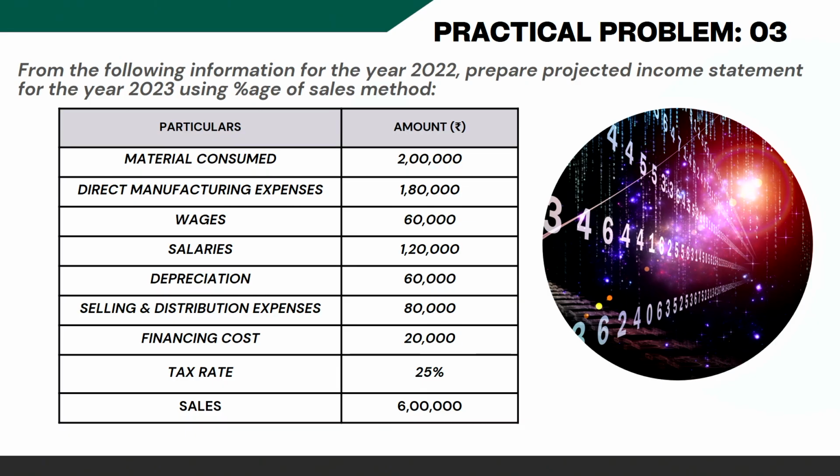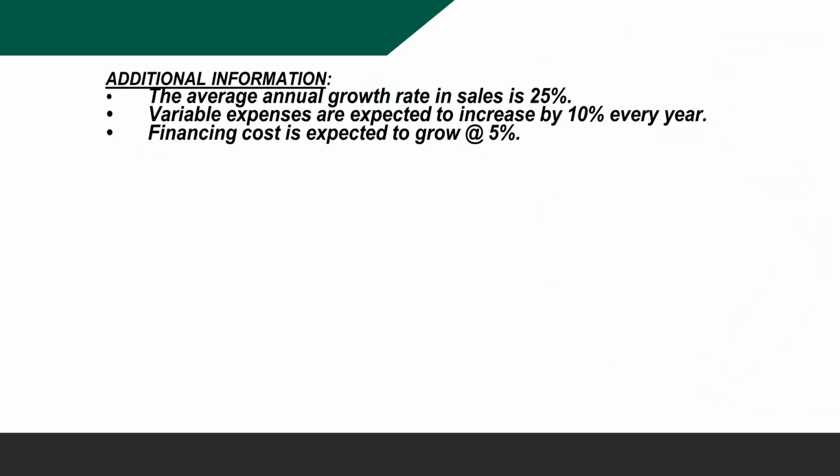Now I am taking up question number 3, in which we are going to frame a projected income statement for the year 2023 using the percentage of sales method, as the information provided in the question regarding sales, material consumed, direct manufacturing expenses, wages, salaries, depreciation, selling and distribution, financing cost, as well as the tax rate. Considering the additional information provided, it says that the average annual growth rate in the sales is 25% and the variable expenses are expected to increase by 10% per every year, and financing cost is expected to grow at the rate of 5%. So before solving, we have started with what is given in the question information and going to project the same.